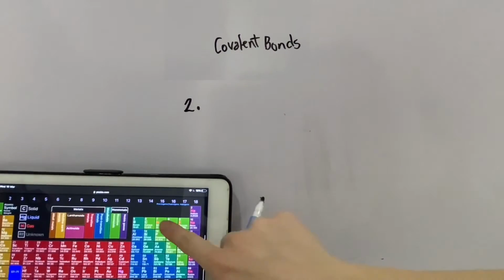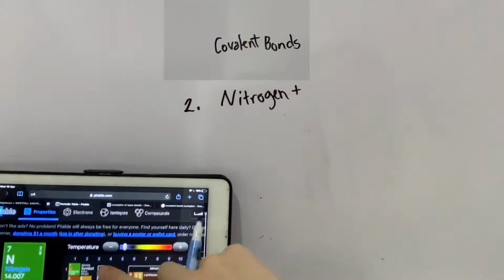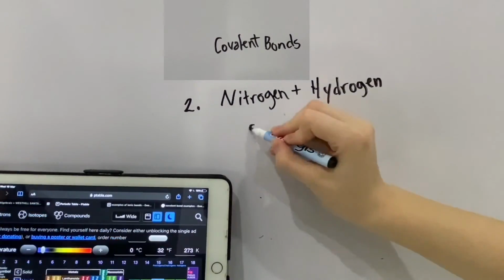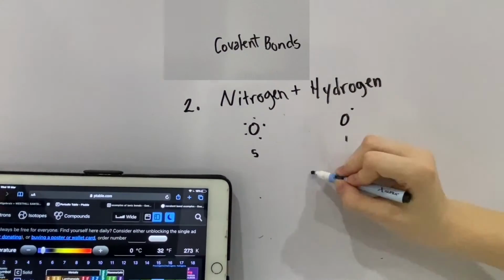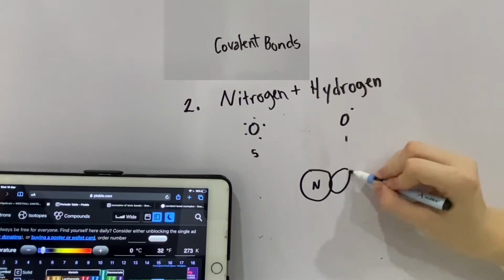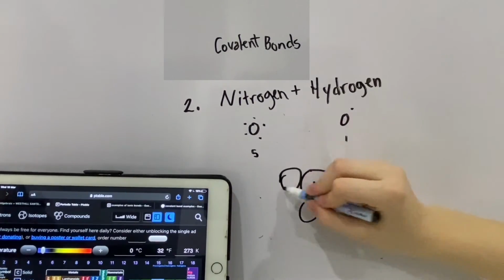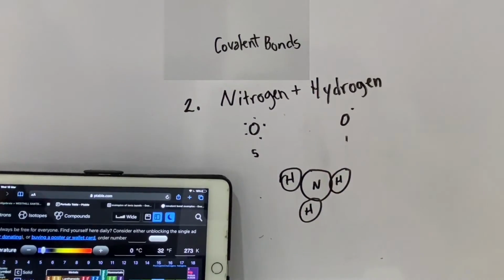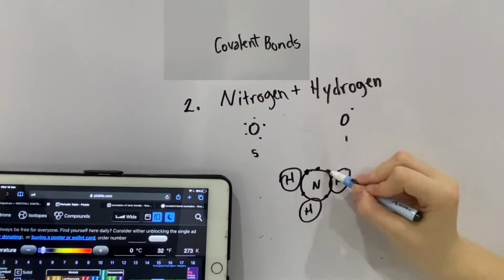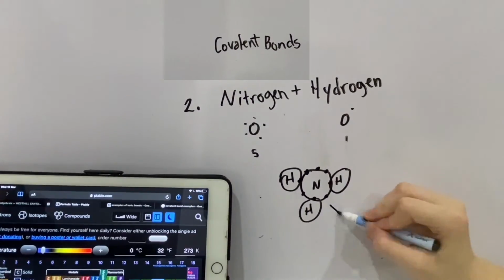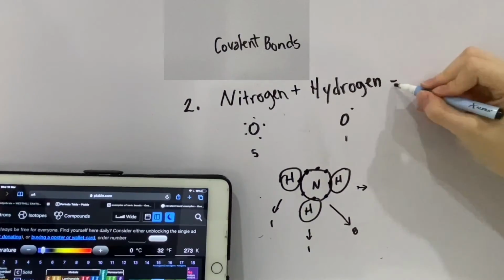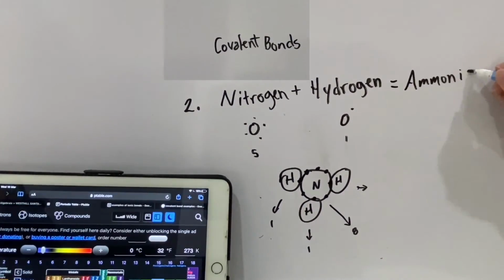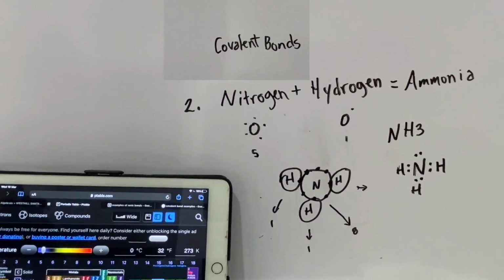Alright, so for the second example of covalent bonds, we have nitrogen and hydrogen. Nitrogen is in the 5th group, which means it has 5 electrons, and hydrogen has 1. Nitrogen goes in the center, and to make up for the other 3 electrons that it needs, we add 2 other hydrogens, which make up 3, and this way nitrogen has 8 electrons, and each hydrogen has 2. The name of this molecule is ammonia. The formula is NH3, and this is another representation.